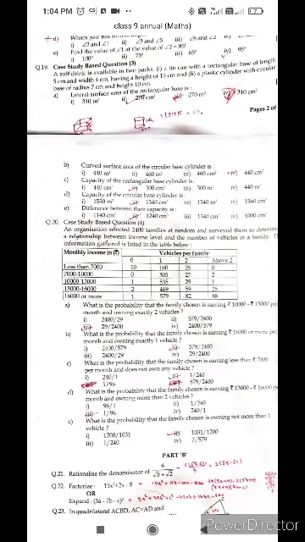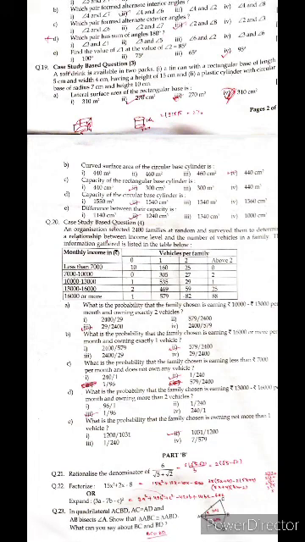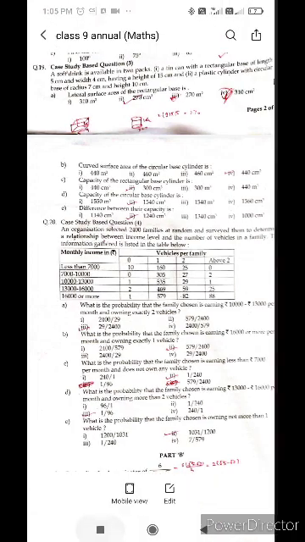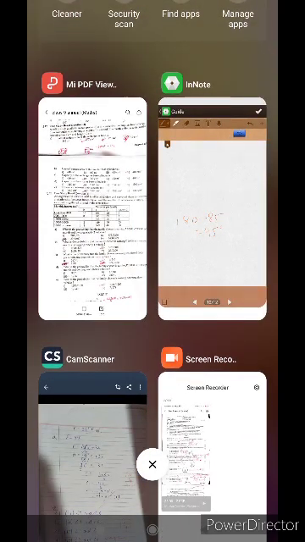Case study question number 19. Soft drink is available in 2 packs: a thin can with a rectangular base of length 5 cm, width 4 cm, having height of 15 cm, and a plastic cylinder. Lateral surface area of the rectangular base is asked.